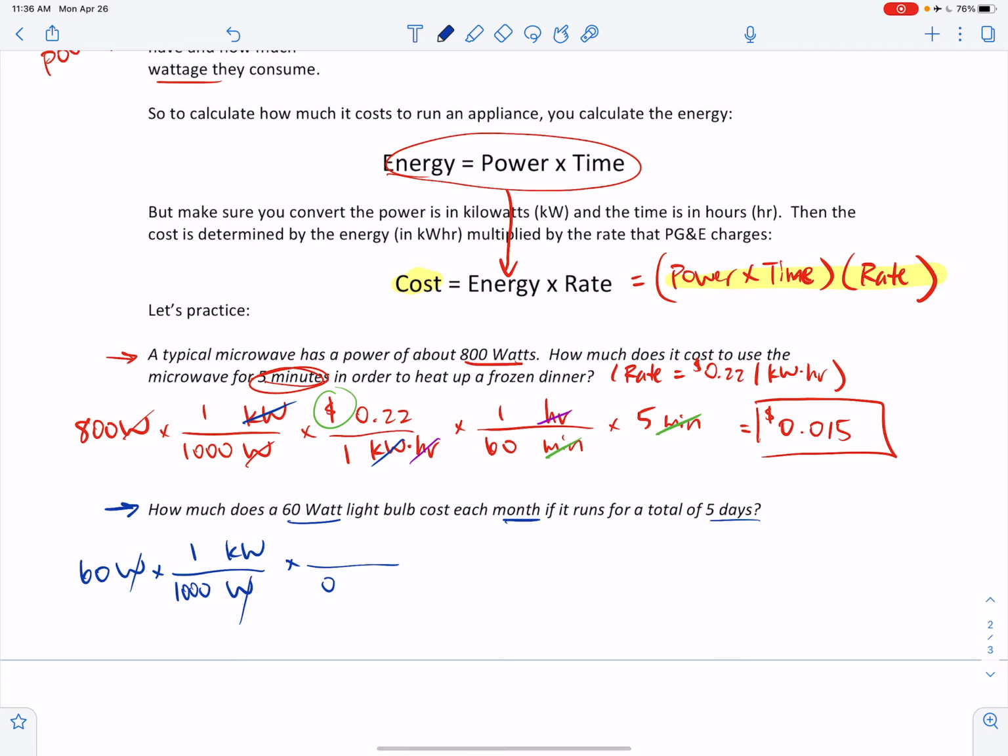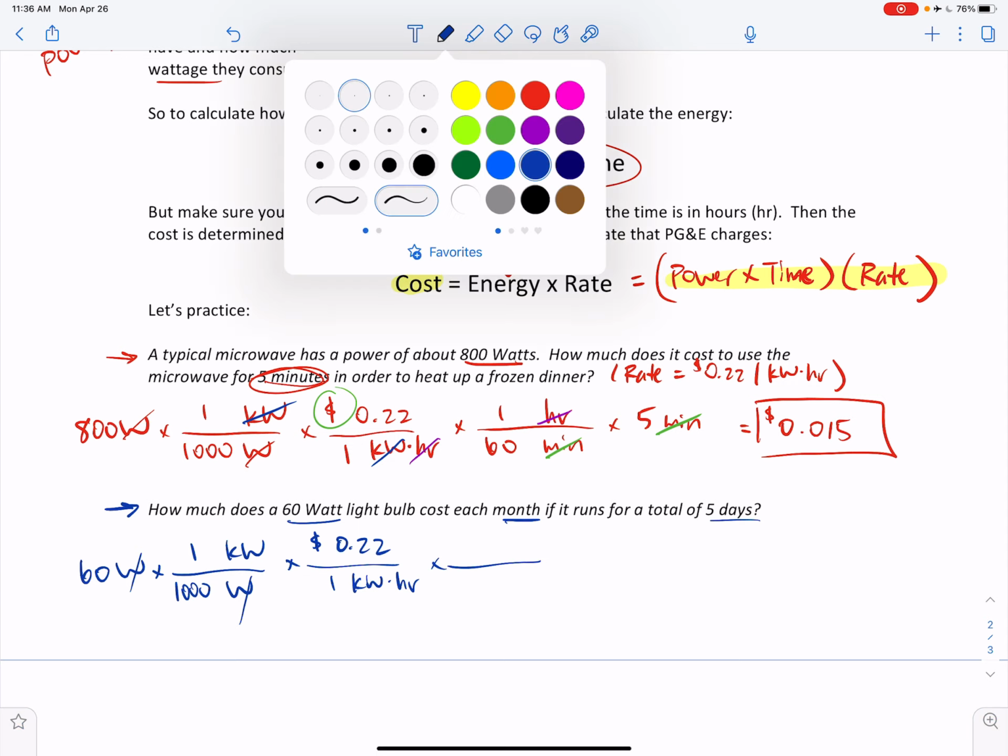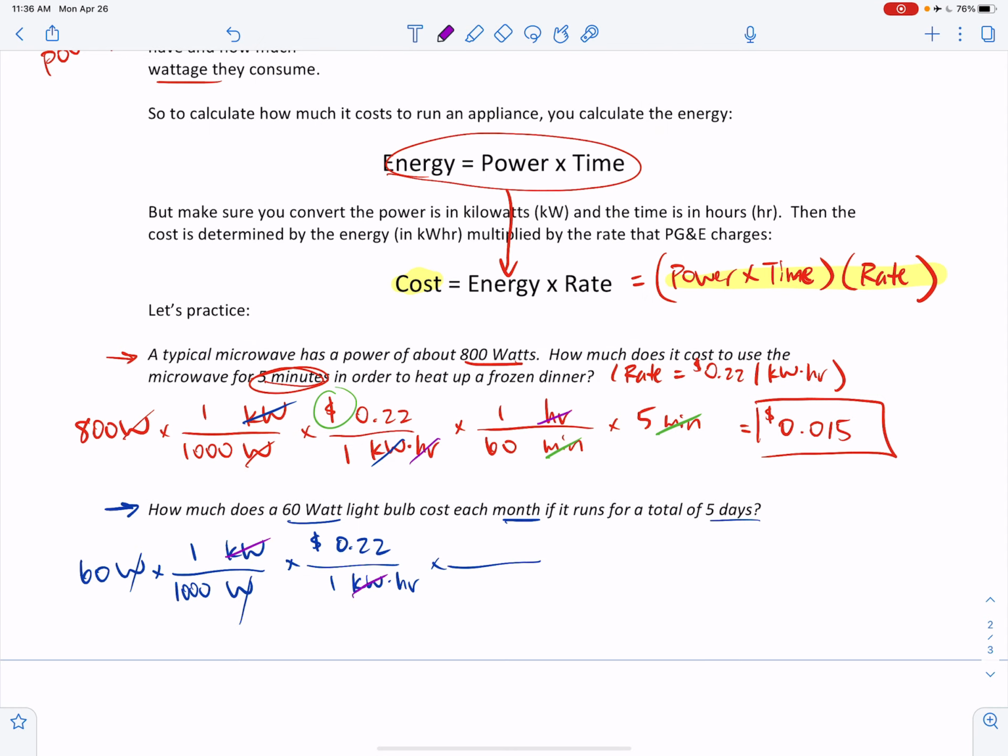Then I'm going to go to the 22 cents per kilowatt hour. I'm going to write the 22 cents on top. That's going to cancel out the kilowatts. And then I can start to factor in the time. 5 days is where I'm headed. So I'm going to go from hours to days. There's 24 hours in 1 day, and for the last one, my bad, it is not a rate: 5 days.